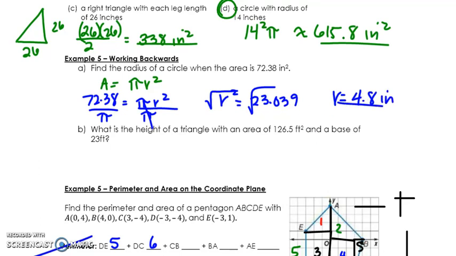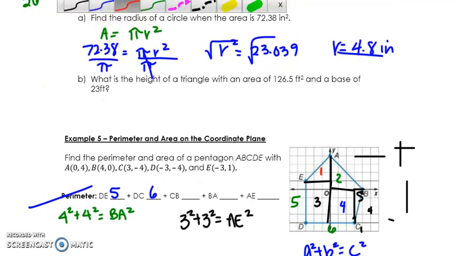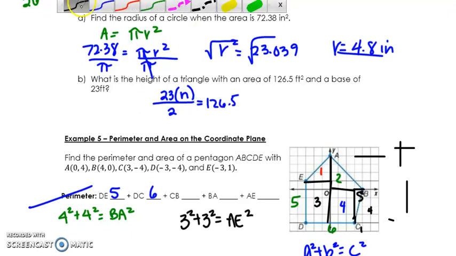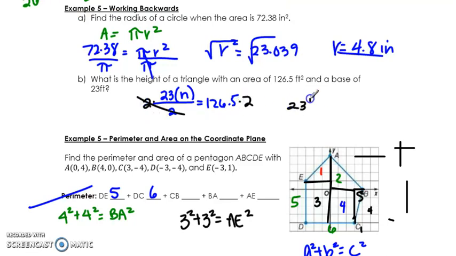So on that next one, again, you can try these on your own and then check back in. We have a height of a triangle that we're trying to find, and we know the base is 23. So we know base times height, we don't know the height, divided by 2 equals 126.5. So we could multiply by 2, and then divide by 23. So that gives me 253 divided by 23. So the height is equal to 11 feet.